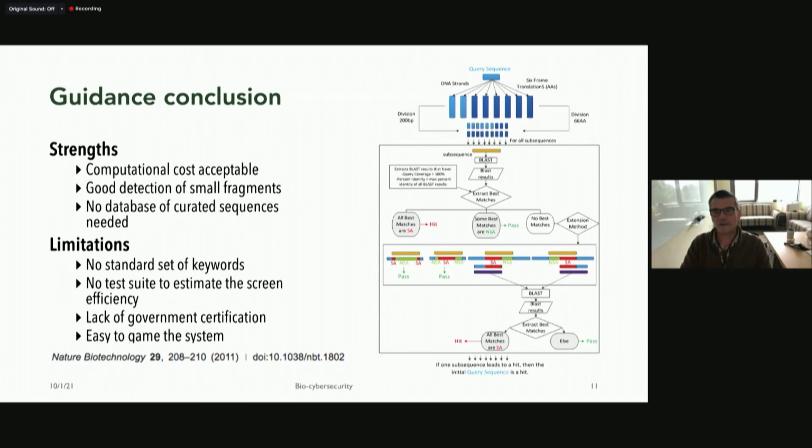But on the other hand, there was a lot of interpretation that was necessary to do the implementation. There was no target accuracy for the screen. There was no way of knowing whether an implementation met the government expectations or not. And then we found also some major vulnerabilities in the way the screen was designed. So at the end of the day, you end up in a situation where different implementations of the same guidance could lead to completely different screening outcomes. And that's probably a little bit of a problem.